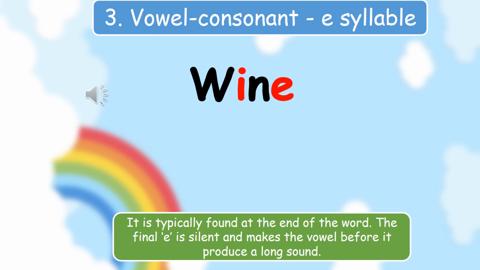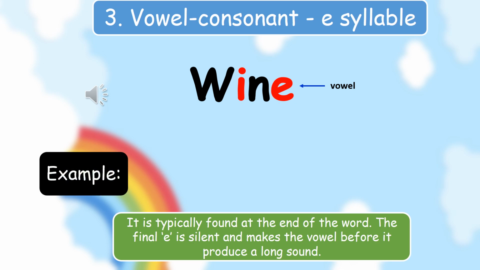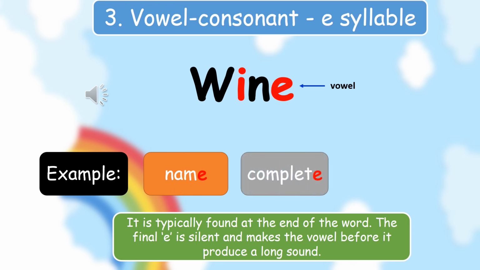Vowel consonant E syllable. It is typically found at the end of the word. The final E is silent and makes the vowel before it produce a long sound. Example: name, complete, decide.